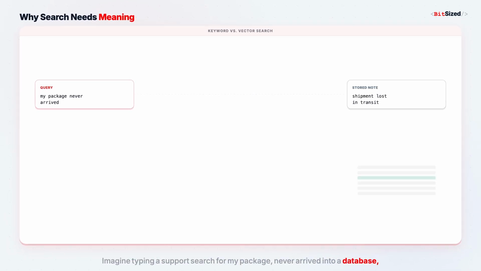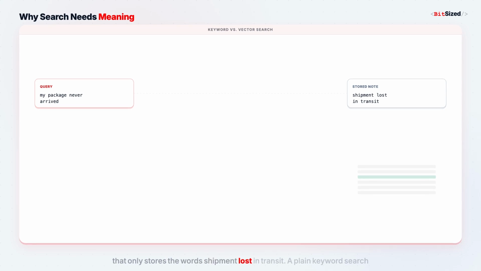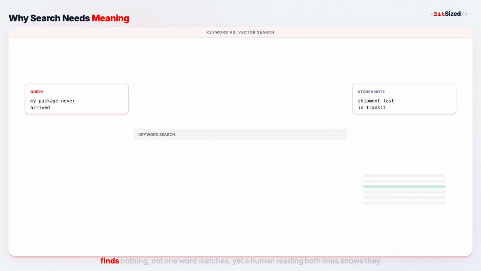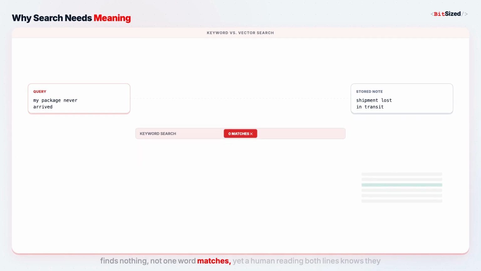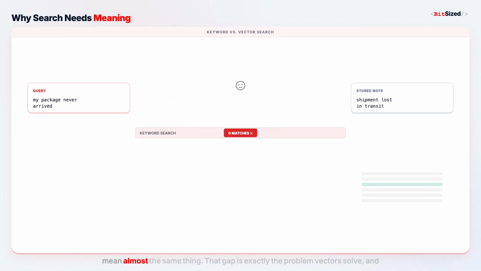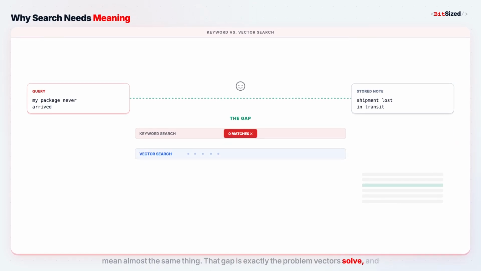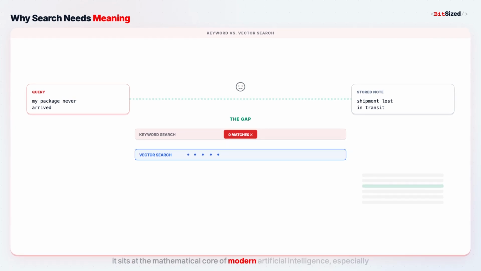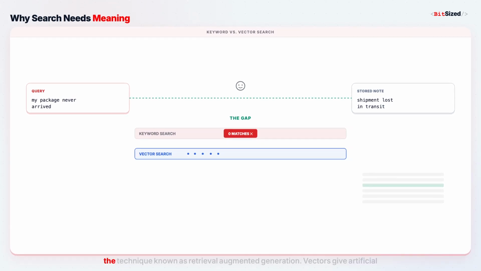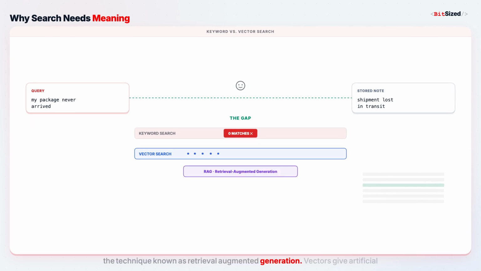Imagine typing a support search for "my package never arrived" into a database that only stores the words "shipment lost in transit." A plain keyword search finds nothing, not one word matches. Yet a human reading both lines knows they mean almost the same thing. That gap is exactly the problem vectors solve, and it sits at the mathematical core of modern artificial intelligence, especially the technique known as retrieval augmented generation.